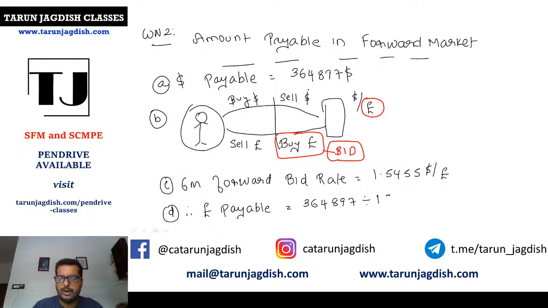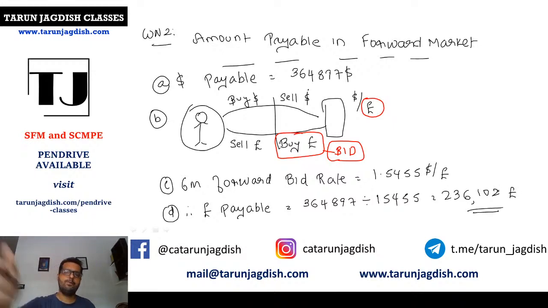364,897 divided by 1.5455. That will give us the answer as 2,36,102 sterling. Can you please write down till here in your books, friends? Once you're done writing, please let me know that you're done.